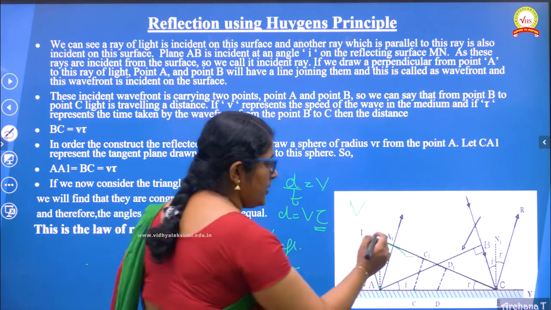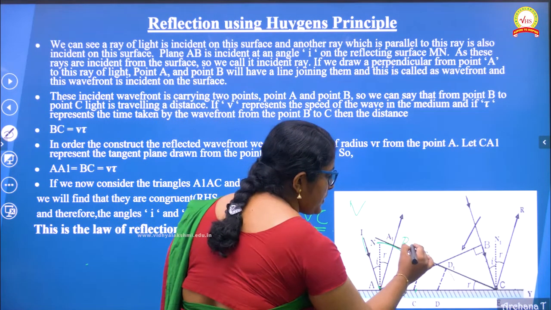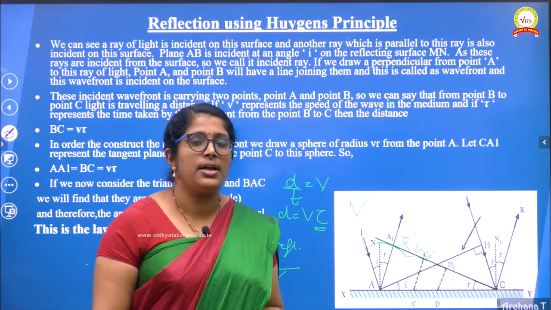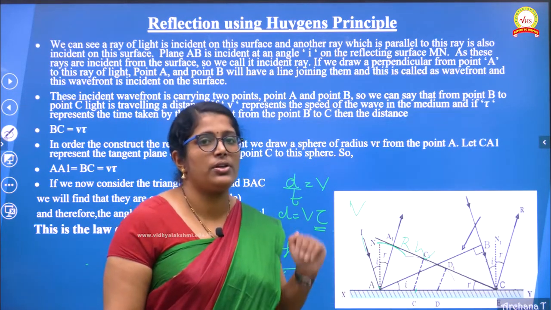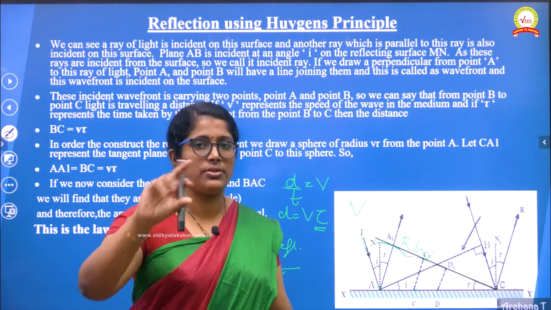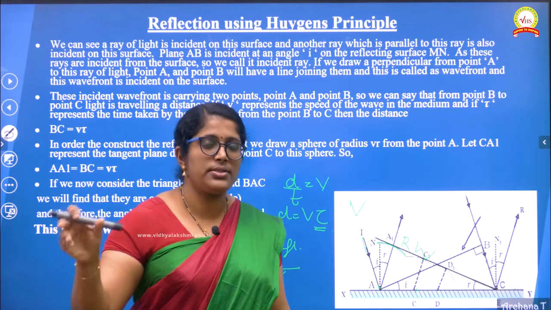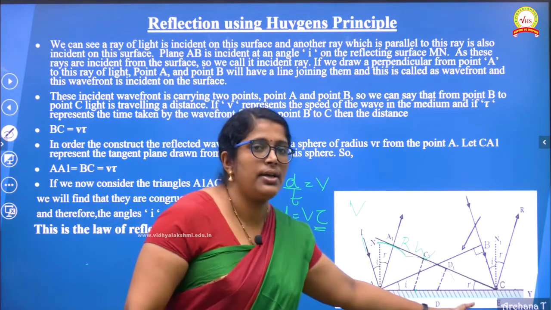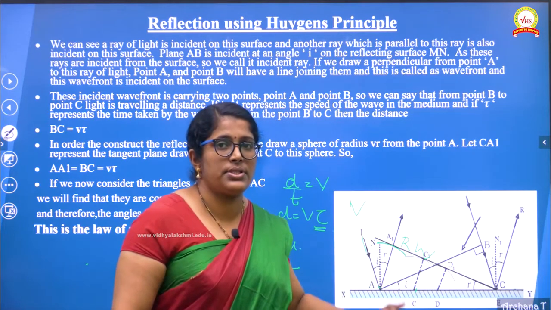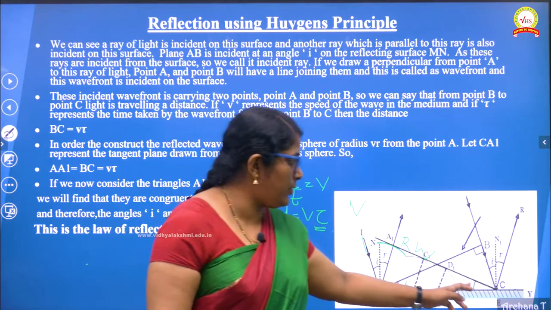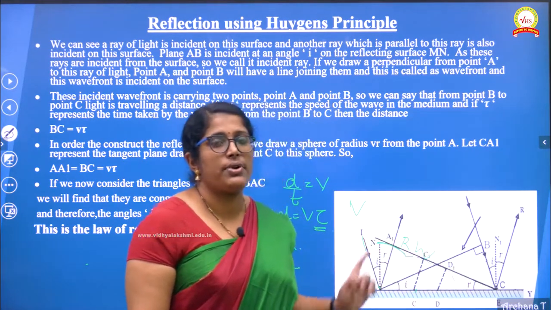So this is called the reflected wavefront. It is nothing but the reflected wavefront because we got it only after reflection. So what we did, we made V into tau, plotted the arcs and combined the tangents, and you get another surface, that is the reflected wavefront. Is it clear? So this is how you can draw the reflected wavefront.